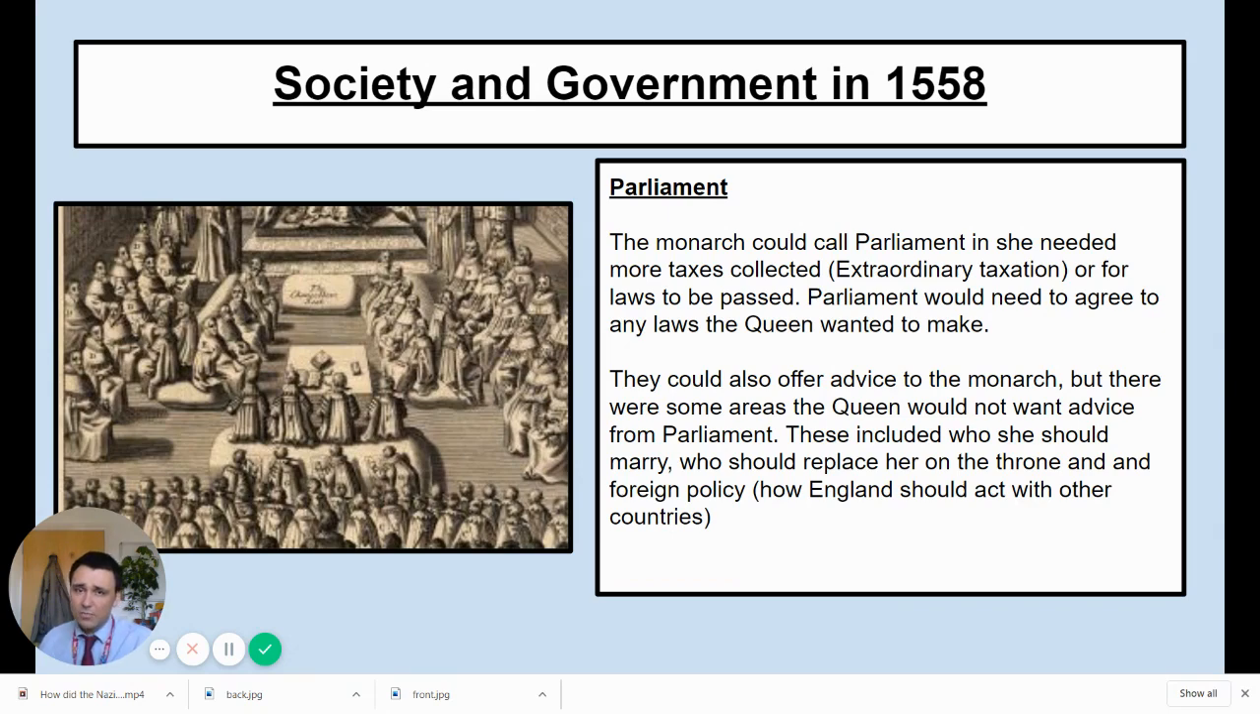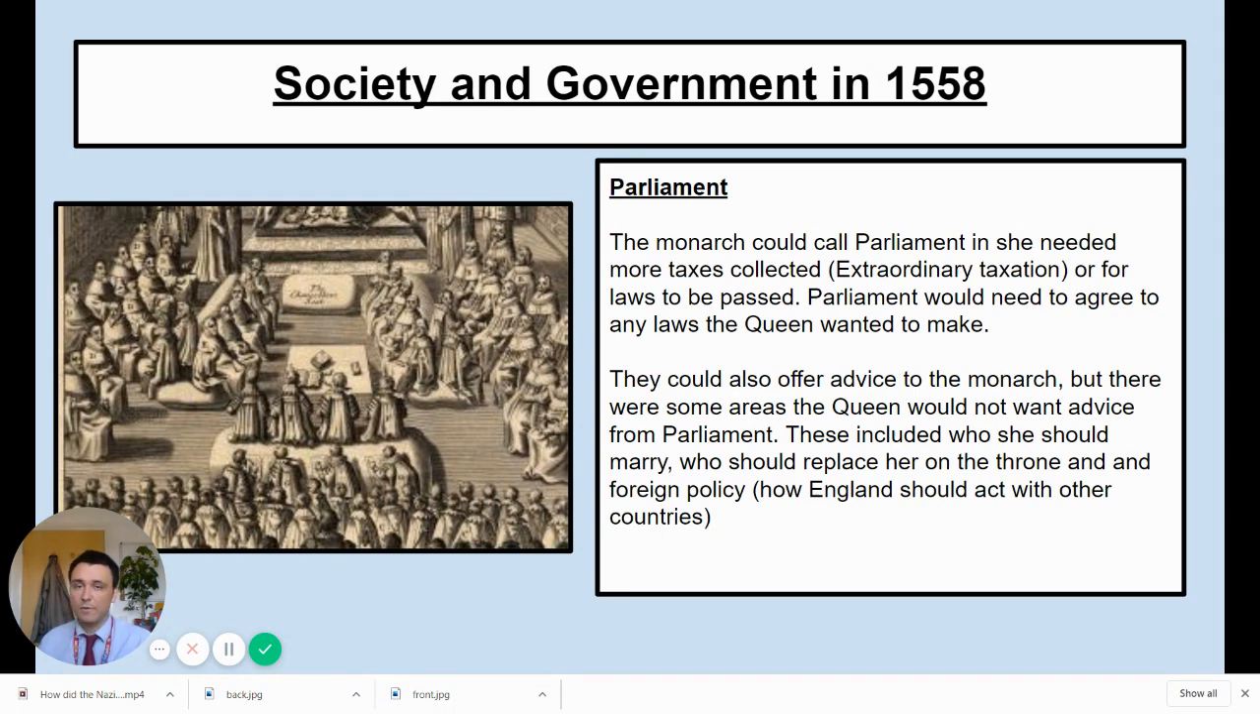But there's some areas where the Queen wasn't interested in talking to Parliament at all. She saw it as royal prerogative, and that meant it's no one else's business but hers. And this would include things like who she should marry. So Elizabeth basically thought, well, no, don't discuss who I'm going to marry. I'll decide, thank you, it's none of your business. Who should replace her on the throne when she died if she had no children. And foreign policy as well, how England should act with other countries. That's what that key term means there.